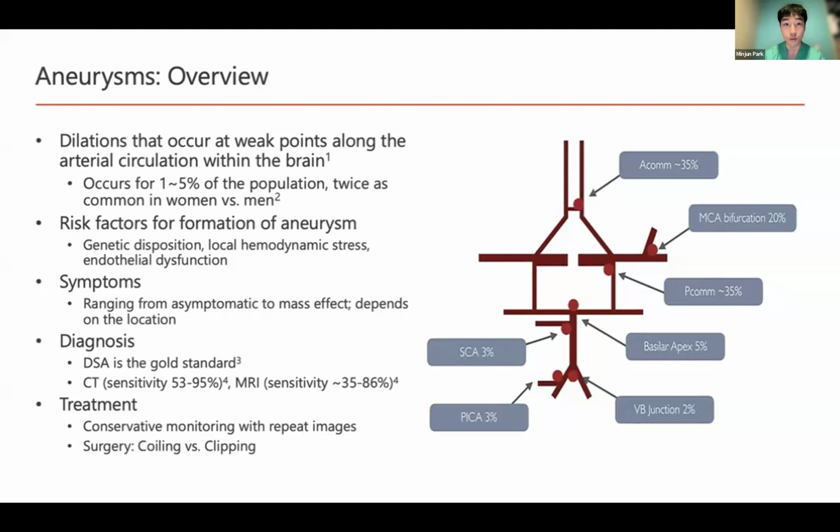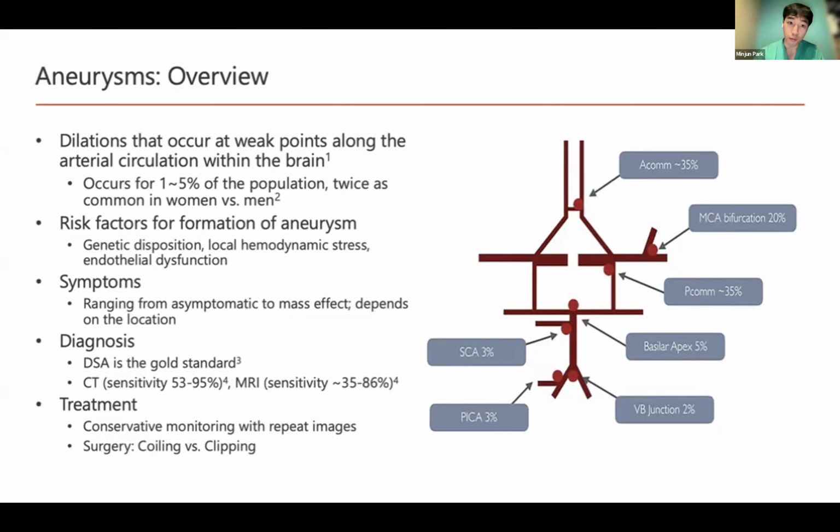These occur in about 1 to 5% of the population, and there have been a few studies showing that it's twice as common in women versus men. In the diagram on the right, you can see where it usually affects. About 35% of the aneurysms are in the ACOM area and about 20% at the MCA bifurcations, although these numbers are not 100% concrete. Every study has relatively different numbers, but this is just a general guideline.